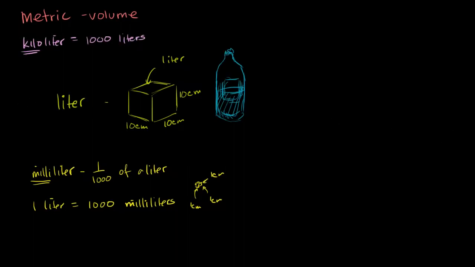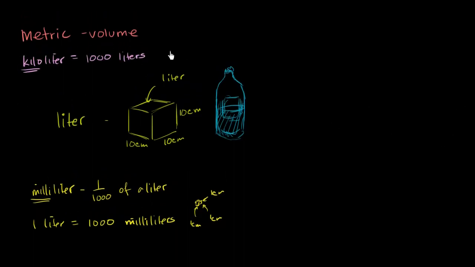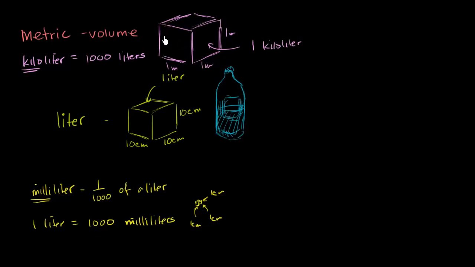And if you want to visualize this, this actually isn't as large as you might assume it to be. If you just take a cube, and instead of each dimension being 10 centimeters, you were to take a cube where each dimension is exactly 1 meter, so 1 meter deep, 1 meter wide, and 1 meter tall, this volume is equivalent to 1 kiloliter. So you can imagine something like a kiloliter would be very useful for measuring, say, the volume of water inside of a swimming pool.